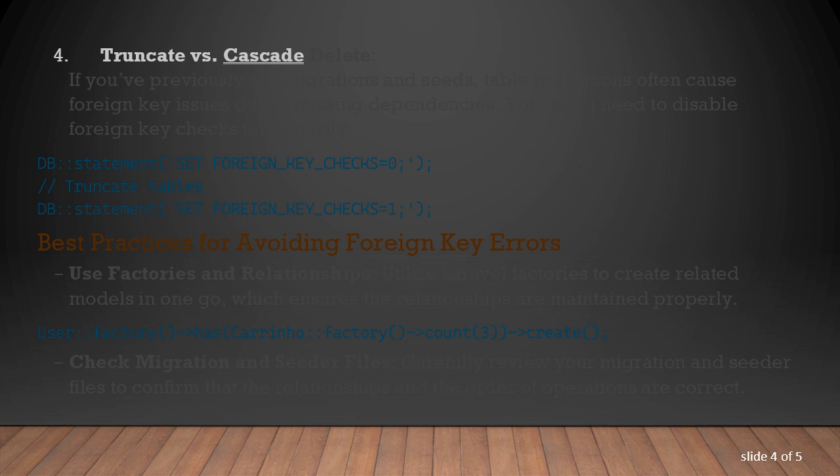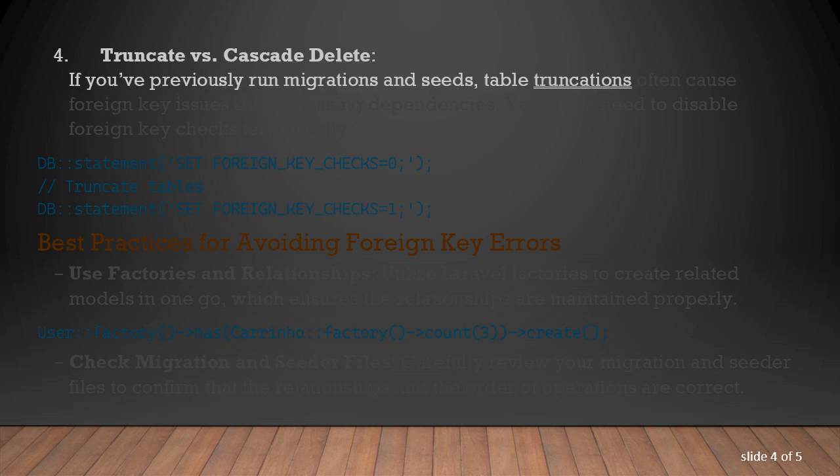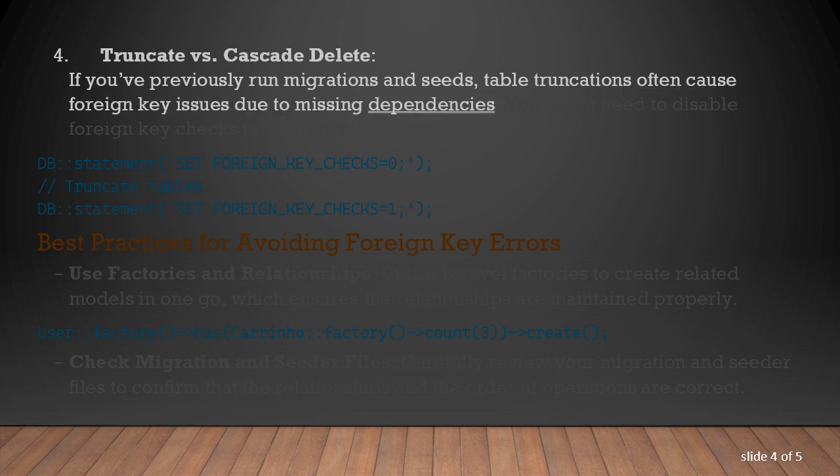Truncate versus cascade delete. If you've previously run migrations and seeds, table truncations often cause foreign key issues due to missing dependencies. You might need to disable foreign key checks temporarily.